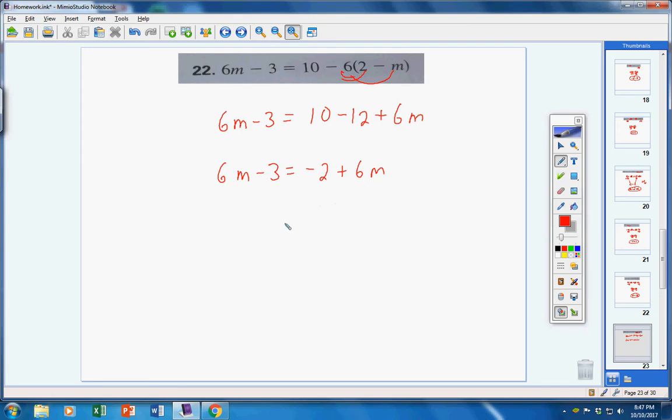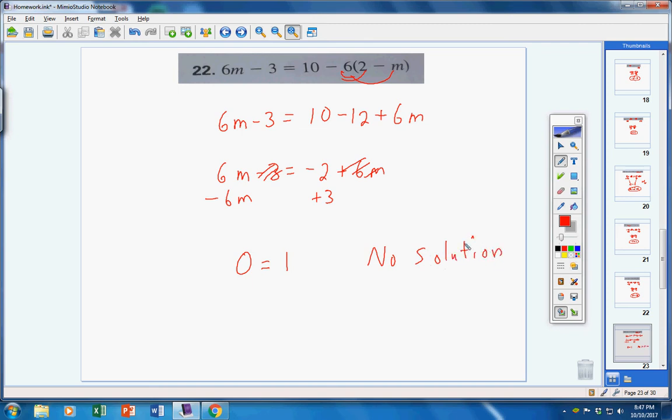Next, eliminate fractions. Next, variable terms on one side, constant terms on the other. And I'm left with 0 equals 1. Now, listen carefully. We studied this in your chapter. Anytime your variable terms cancel out and the constant terms do not, then the answer is no solution.